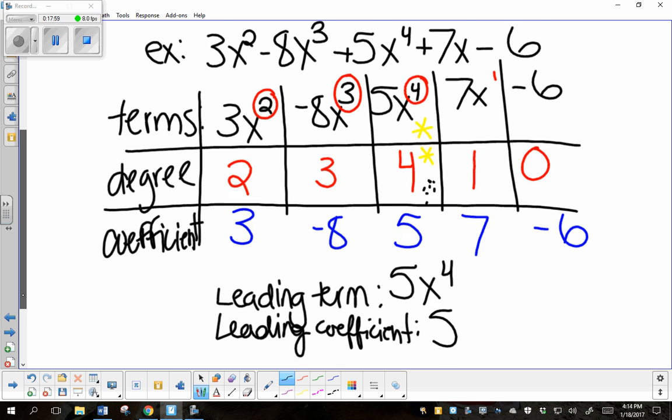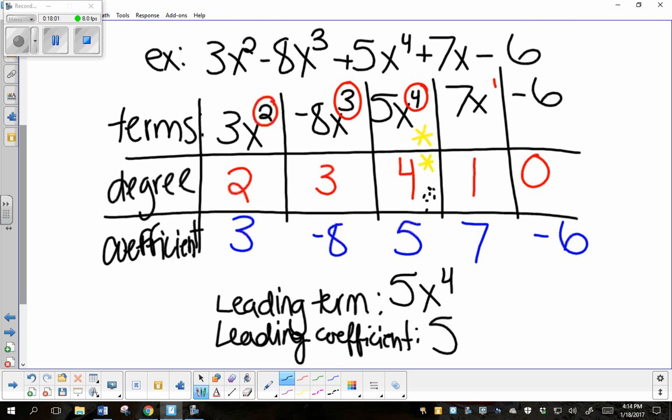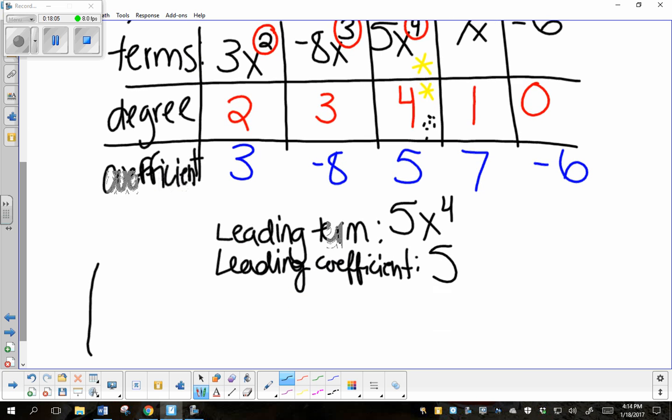And then if I asked you what's the degree of that whole polynomial I wrote up here, the degree is the degree of the highest term, or of the leading term. So the degree of this polynomial is 4, because the degree of the leading term was 4. All right, we have 2 more examples to do.